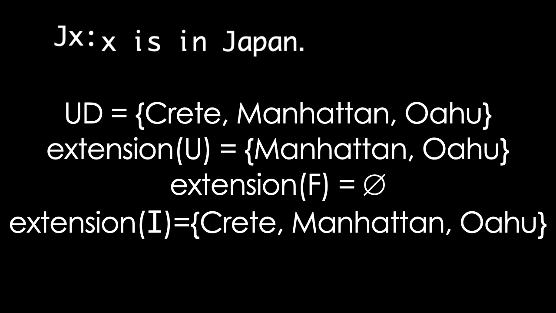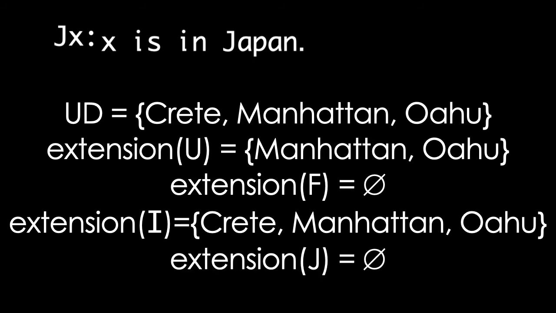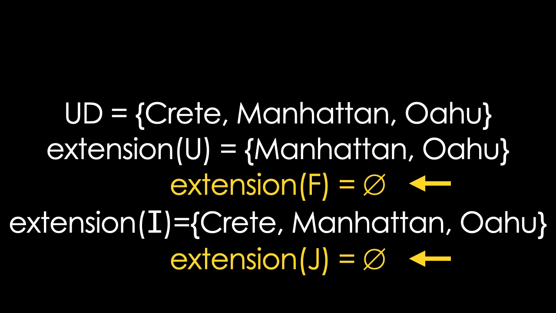Jx means X is in Japan. Well, none of these three islands are in Japan, so the extension of J is the empty set. Even though F and J meant different things in our symbolization key, they have the same extension. Both of them are empty. So the two predicates are interchangeable in this model. The fact that we will use them to translate different English phrases doesn't matter. Considering the things in the UD, F and J apply to the same things. Specifically, none of them.